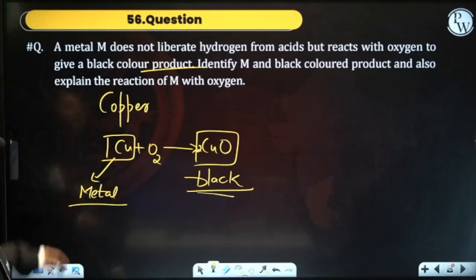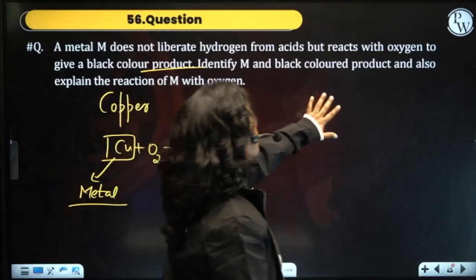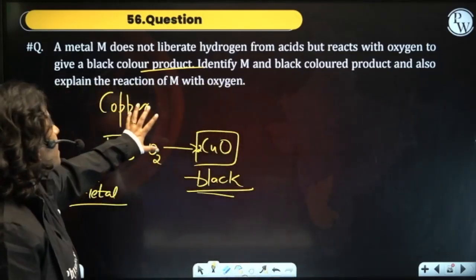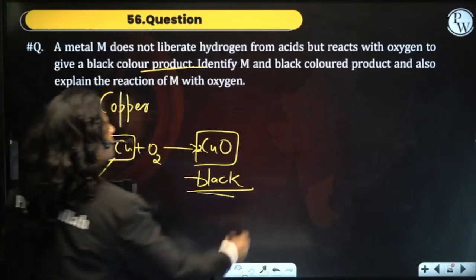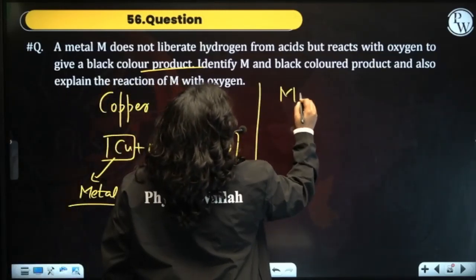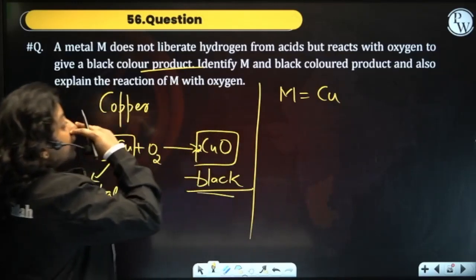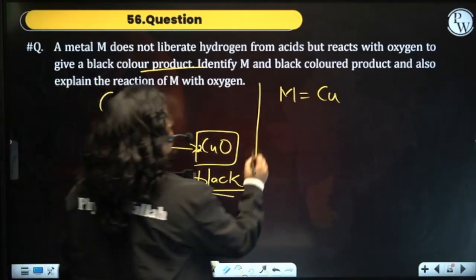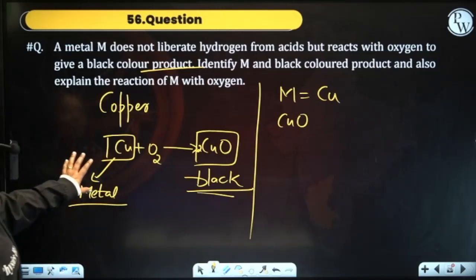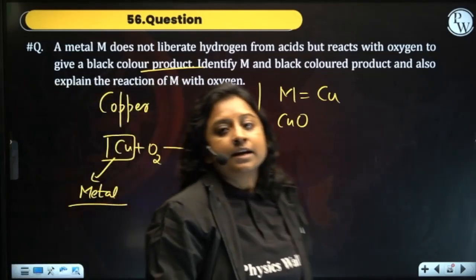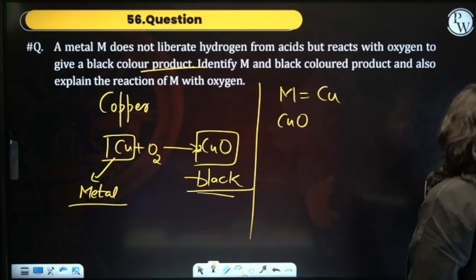Next, identify M and the black colored product, and also explain the reaction of M with oxygen. So identify M. M is copper here, right? So we identified M is equivalent to copper. The black colored product is CuO. Also explain the reaction of M. This is the reaction. It is an oxidation of copper reaction.